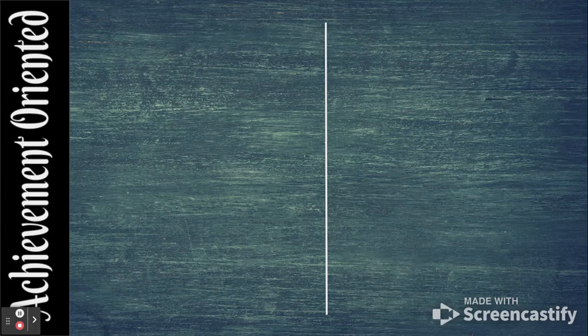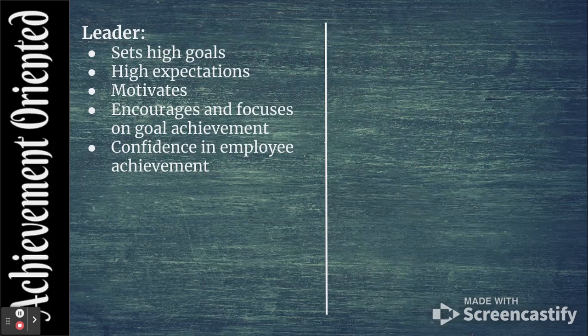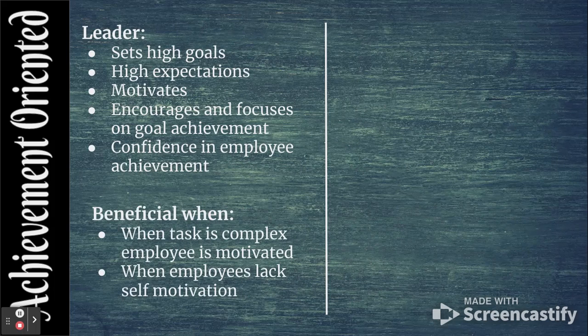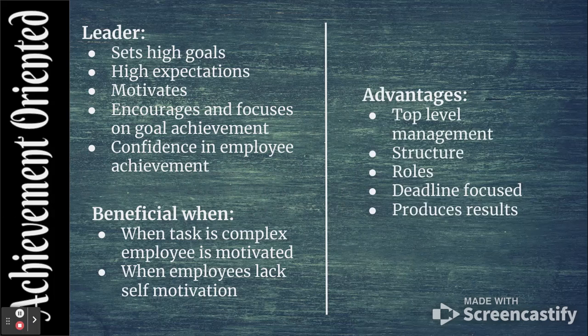Then you have the achievement oriented style approach of leadership, who sets those high goals and they're expecting their employees to meet them, but they're motivating them at the same time. And they're very confident that their employees can achieve this. This is beneficial also when you have complex things. You're supporting them as well and giving them that encouragement, but you know that that person is very goal oriented and they're going to do it. This is also beneficial when you have some employees that just lack that self-motivation. Usually it's like, this is your goal, you've got to get to it.